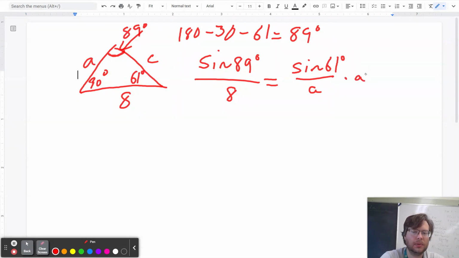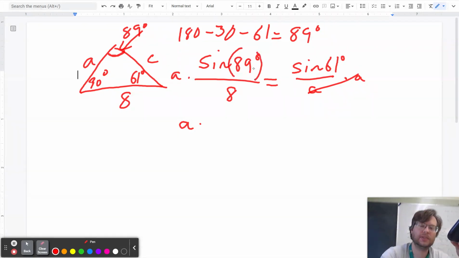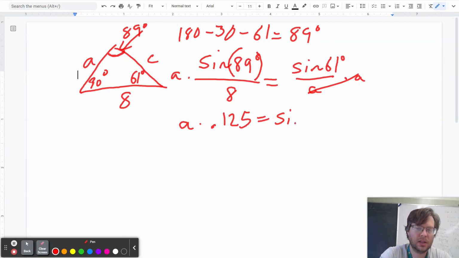So I'm going to multiply both sides by A because multiplying will get rid of the fraction right there. So I have A times, why don't I just type that into my calculator? Sine of 89. Make sure you do sine of 89 with parentheses on both sides. Make sure you're in degree mode. Sine of 89 divided by 8 tells me A times 0.125 equals sine of 61 degrees.